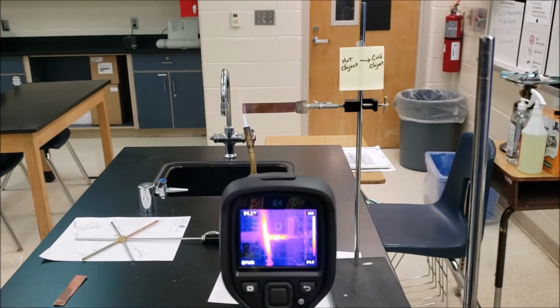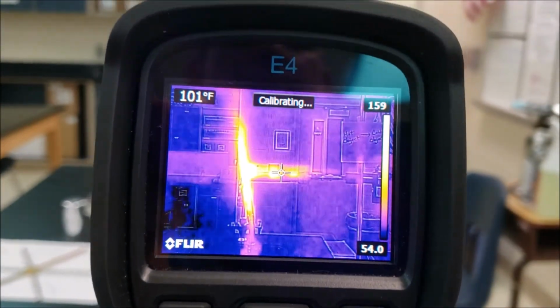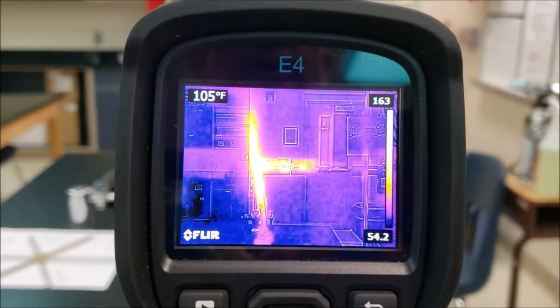So the thermal energy flowed from one side to the other side. And you can see it. It's heating up on the camera. It's heating up from one side to the other side.